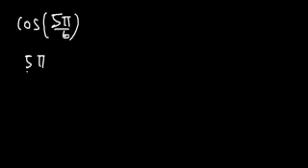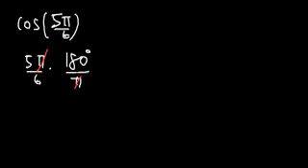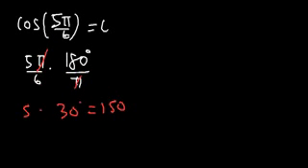Now let's say we want to figure out what cosine 5 pi over 6 is. So let's convert 5 pi over 6 to degrees. So we're going to multiply by 180 over pi. So the pi's cancel. 18 over 6 is 3, so 180 over 6 is 30, and thus we have 30 times 5, which is 150. So we're looking for a cosine of 150.